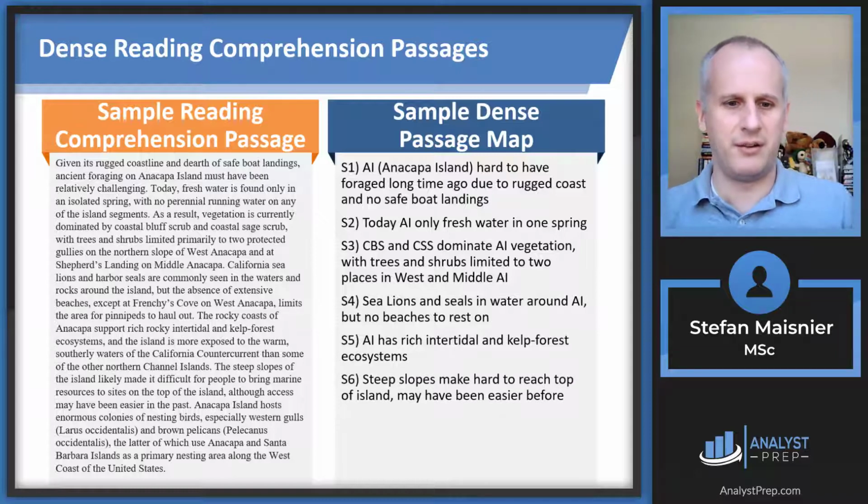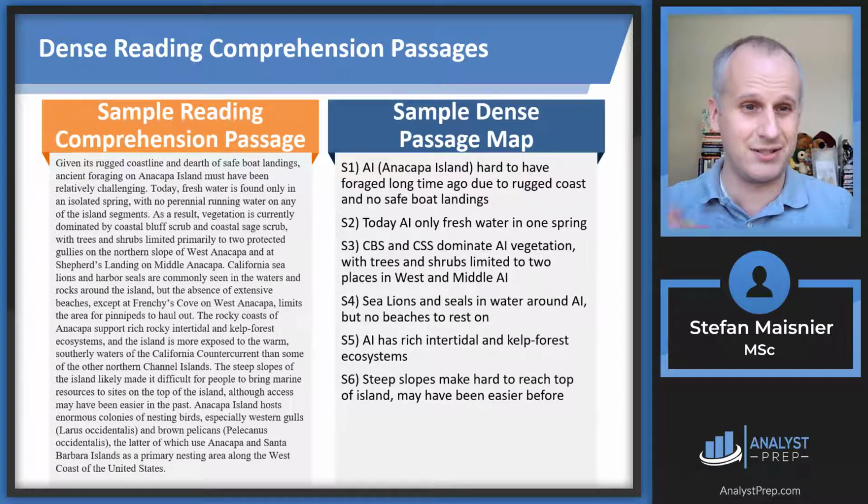The steep slopes of the island made it difficult for people to bring marine resources to sites on the top of the island, although access may have been easier in the past. And you can see that summarized in sentence 6: steep slopes make hard to reach top of island, may have been easier before. Take it at its basis.